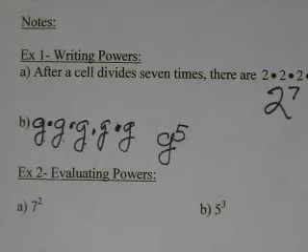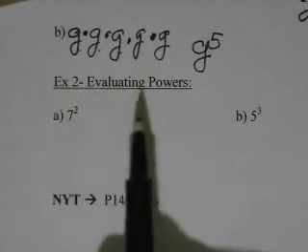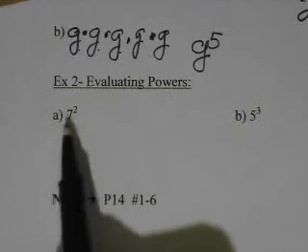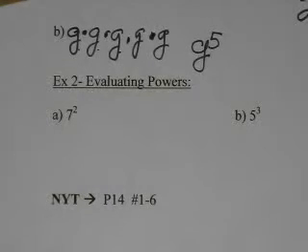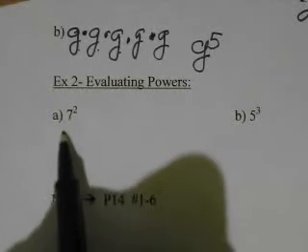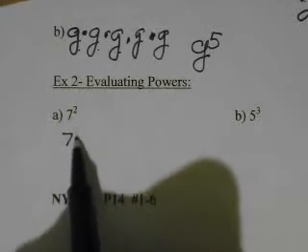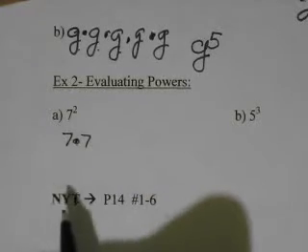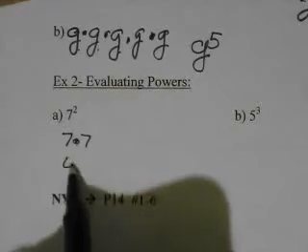Okay? Now, what if we wanted to go the other way? What if we wanted to evaluate the powers? If we wanted to figure out and do the math, what does 7 to the 2nd power really mean? 7, there are 2 of them. 7 times 7. Well, if we do the math, 7 times 7 is 49.